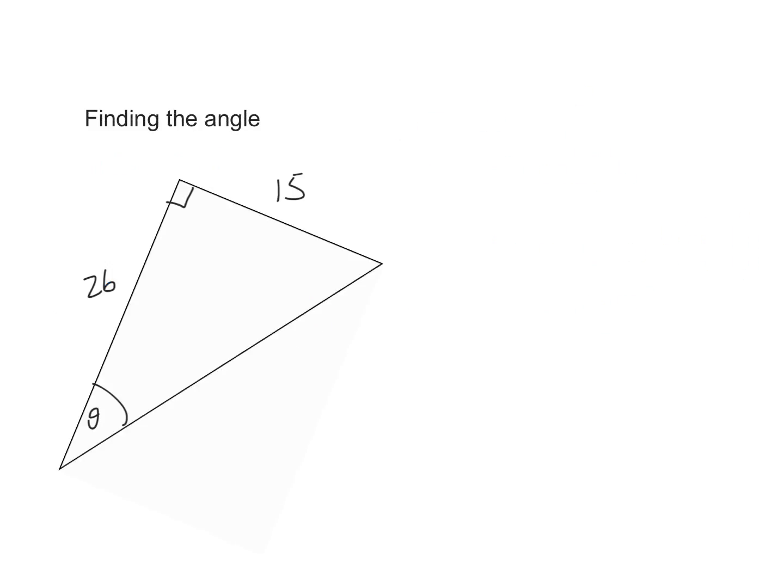Alright, well, here's the last one. We need to find the angle. We know that this is a right angle triangle, and we know two sides. So what you need to do is label the sides, work out which trigonometric ratio you're going to use, and then solve for the angle. Put the video on pause and come back when you're ready and see if you got it right.